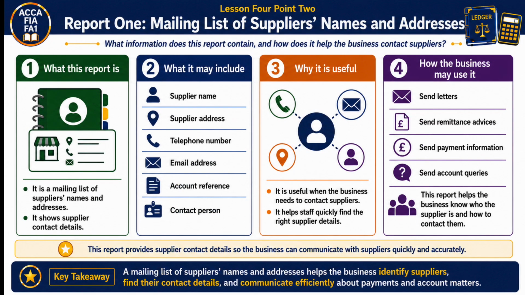Report 1. Mailing list of suppliers' names and addresses. The first report is a mailing list of suppliers' names and addresses. This report shows supplier contact details. It may include supplier name, supplier address, telephone number, email address, account reference, contact person. This report is useful when the business needs to contact suppliers. For example, the business may use it to send letters, remittance advices, payment information, or account queries. In simple words, this report helps the business know who the supplier is and how to contact them.